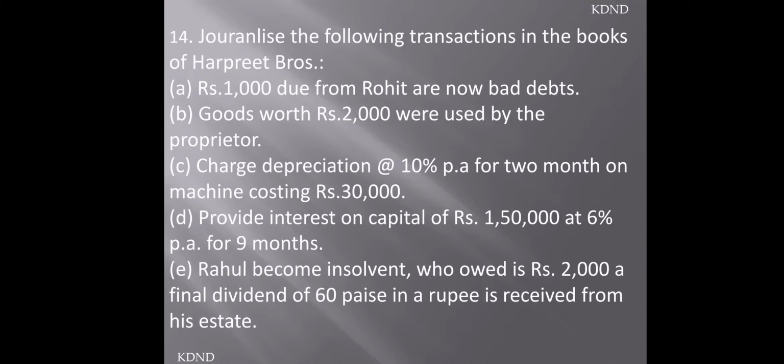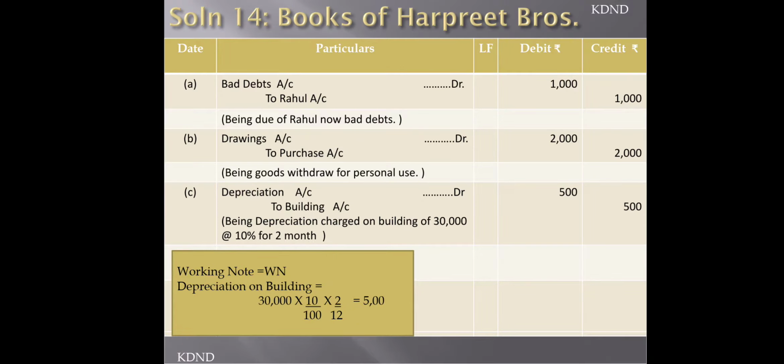So our journal entry will be bad debts account debit, because it's a loss, and loss is always debit, to Rohit, because Rohit is the giver of the bad debts. So you can see over here the working: bad debts account debit to Rohit's account, 1000 rupees, and narration: due of Rohit is now bad debts.